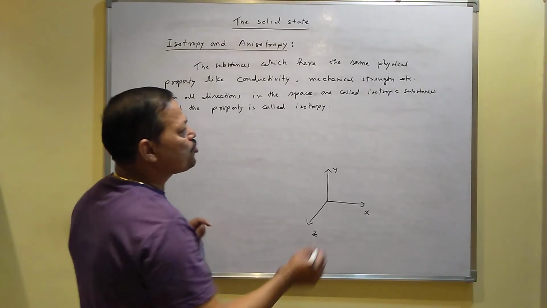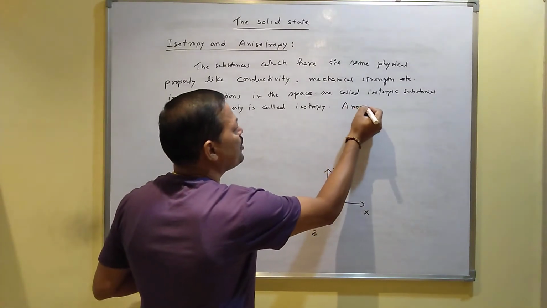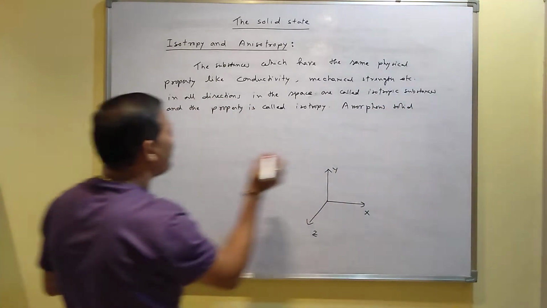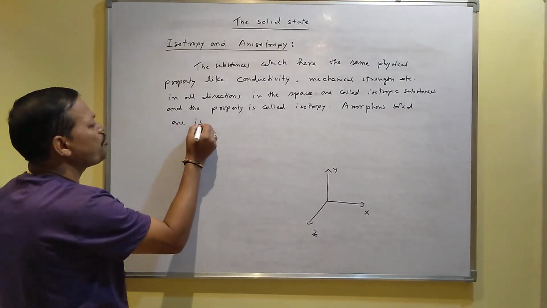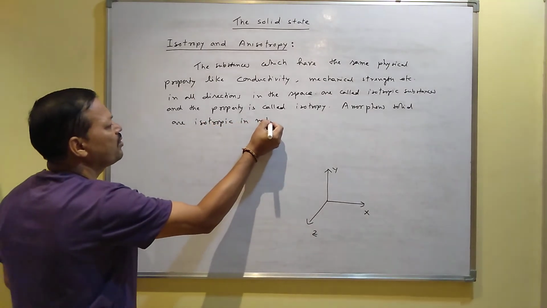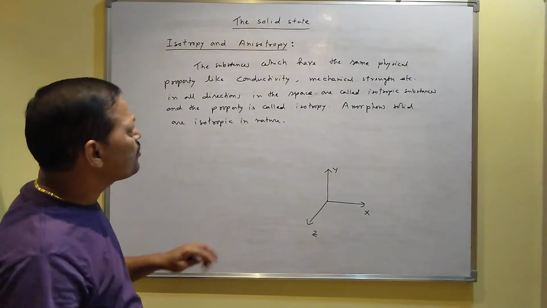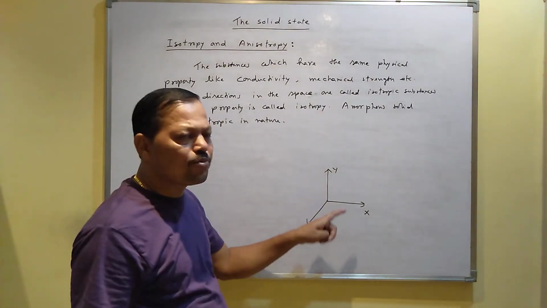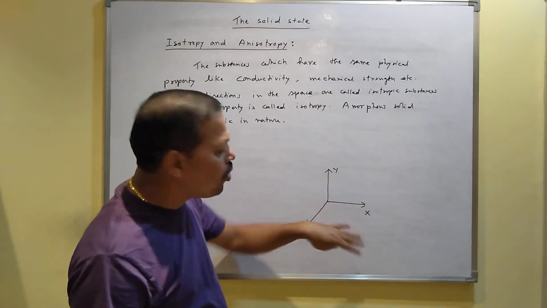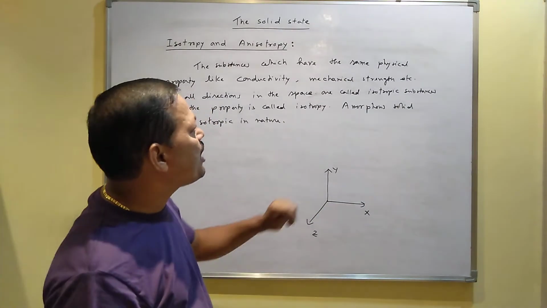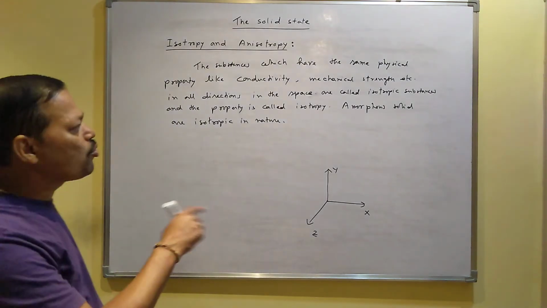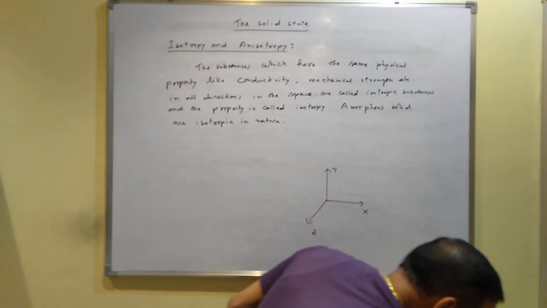Normally, if the solid is amorphous, solids are isotropic in nature. So when you measure the physical property in different directions, and if you get similar value in all directions, then that type of substance is called isotropic substance, and the property is said to be isotropy.